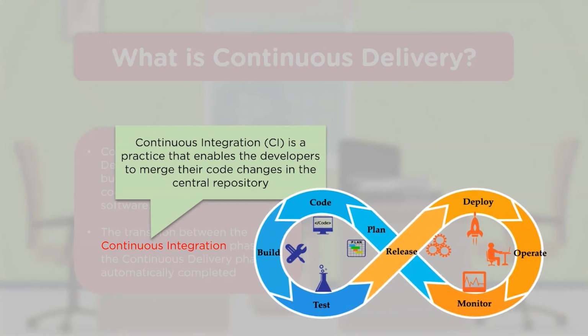Before continuing with continuous delivery, let me briefly explain what is continuous integration. Continuous integration, as the name suggests, is a DevOps practice that allows developers to integrate or merge their code changes in the central repository so that automated builds and tests can be run.